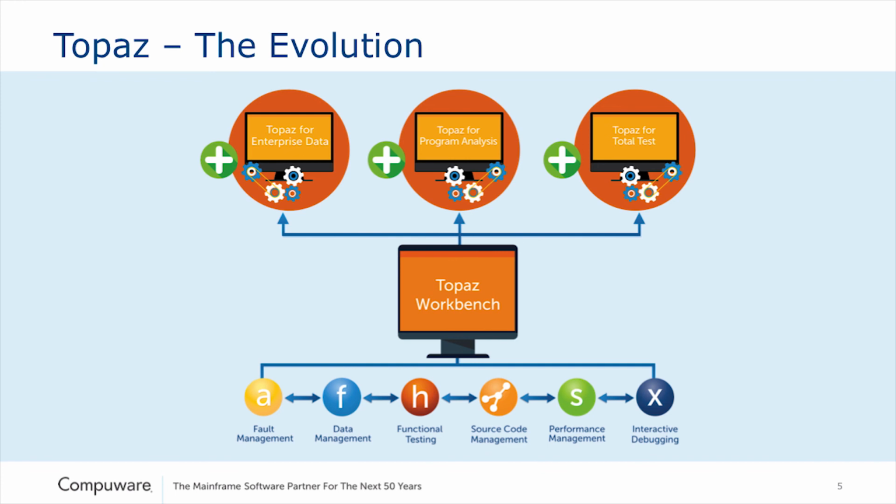And then you also saw Topaz for Total Test, which is a newly introduced product from Compuware that allows you to automatically create unit test cases for programs as you're going through a debugging session, so that you can continue to build your test case library and create unit tests as you change code, so you can feel confident as you move forward that you've tested the code you've changed, and in the future add it to a regression suite, so that you can continue to not impact the quality of the code that you have run.